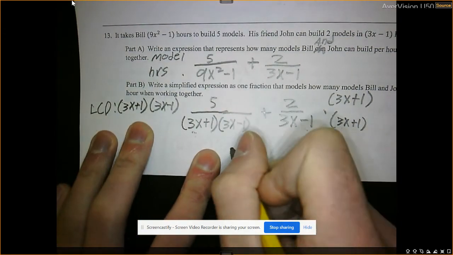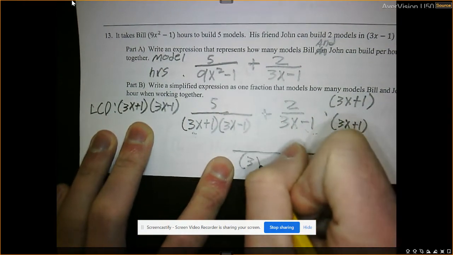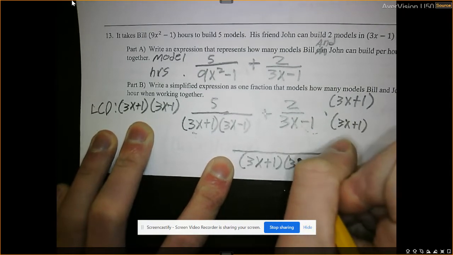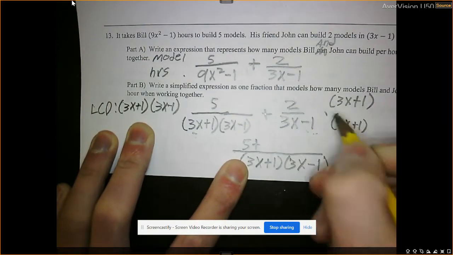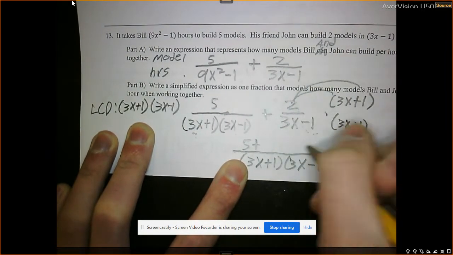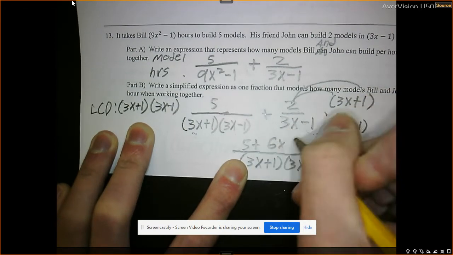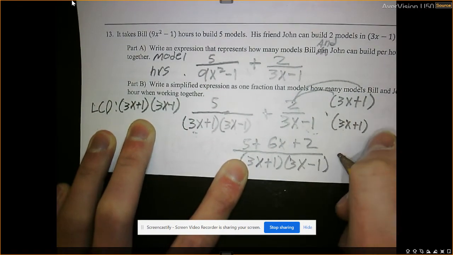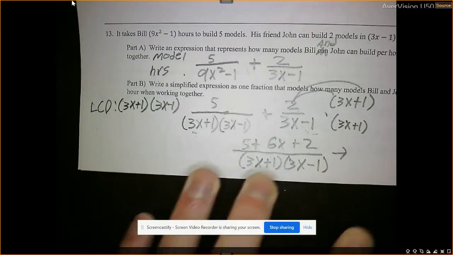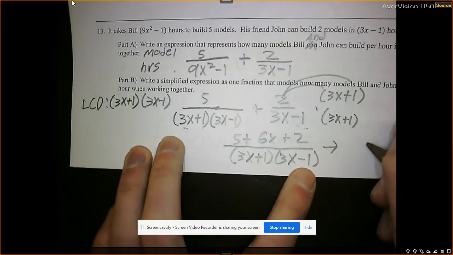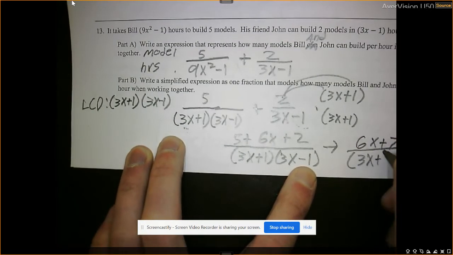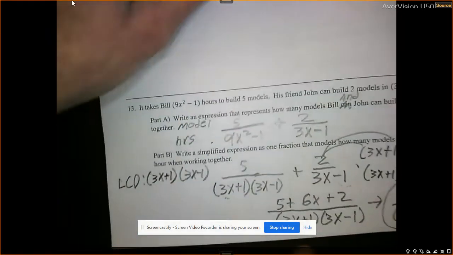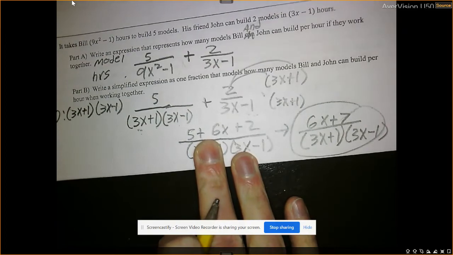So on the bottom we have our least common denominator, 3x plus 1 times 3x minus 1. The 5 is staying, so we have 5 plus 2 times 3x plus 1. I distribute that 2, so it's 6x plus 2 times 1, which is 2. We're almost there. Simplify a little more because the 5 and 2 can be combined, so we get 6x plus 7 on top over our least common denominator, 3x plus 1 times 3x minus 1. That is our answer.